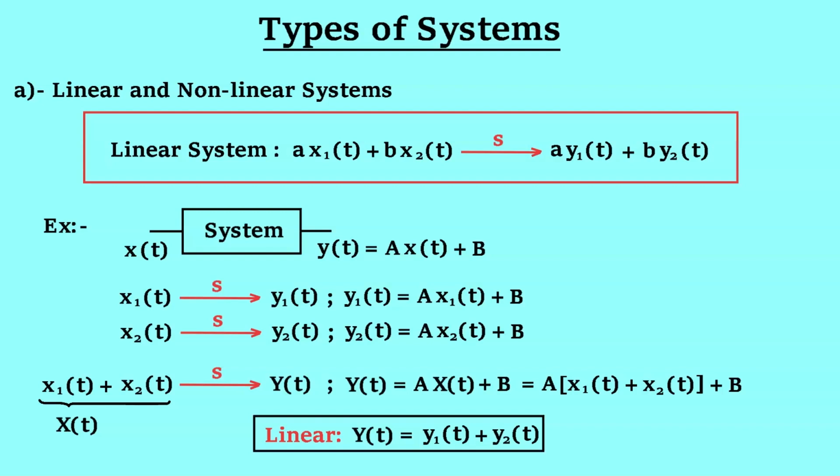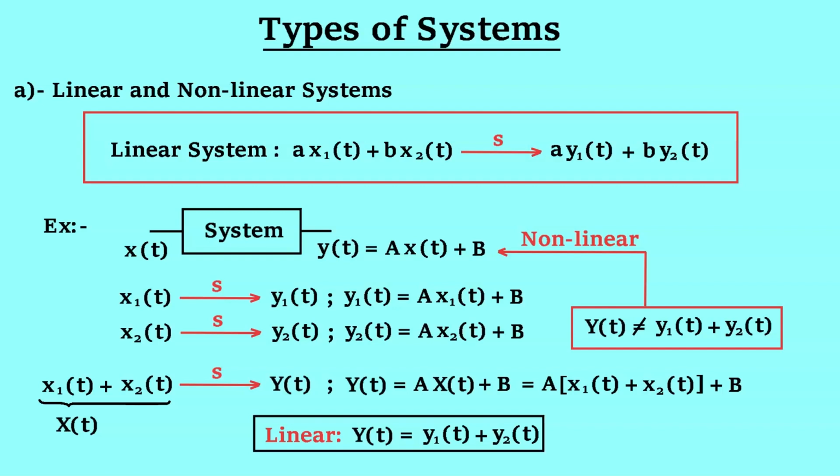Now, for the system to be linear, the output when we have applied both the signals simultaneously should be equal to the sum of outputs when the signals are inserted separately. However, in our case, this condition is not true. So, the example which we have taken is of a nonlinear system.